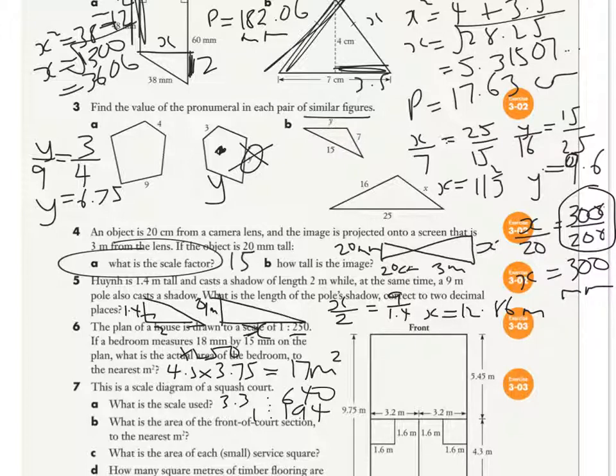Alright, near it, the area, front section of the court, is just 6.4 meters by 5.45 meters, which is 35 meters squared. No scale needed there. And the rest the same.